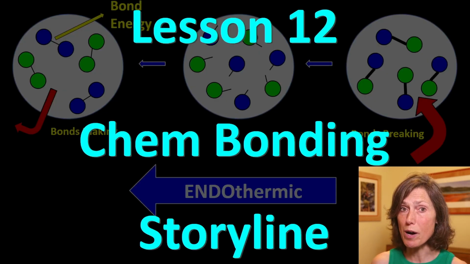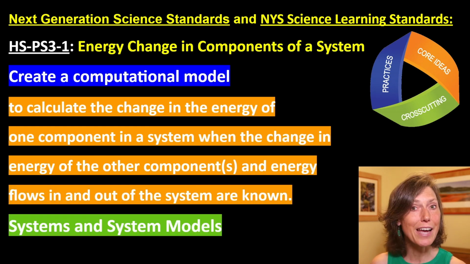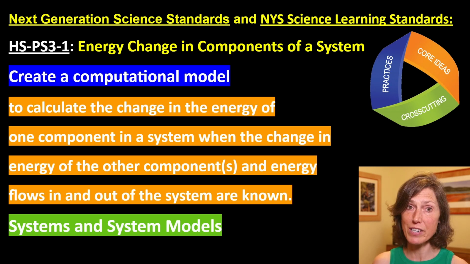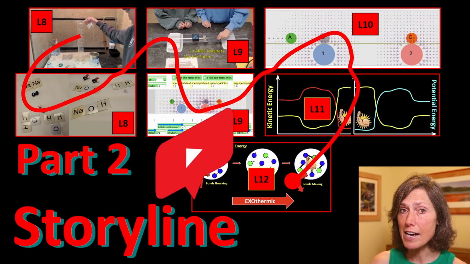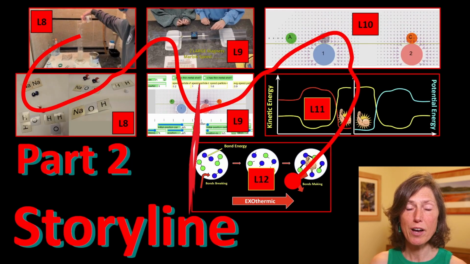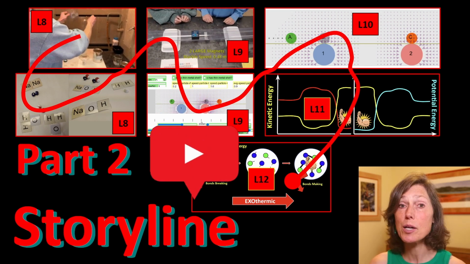This concludes the 12th lesson of the chemical bonding storyline. The bonding storyline that is connected to the following 2 NGSS and NYSSLS standards, including matter and its interactions, and energy change in components of a system. All of these lessons, including the first 7 lessons of Part 1, as well as the last 5 lessons of Part 2, have been chronicled, and you can watch these again in the Stunning Storyline playlist.